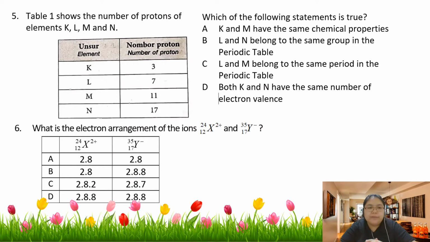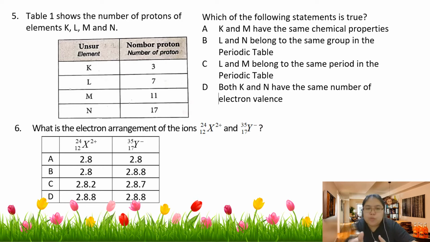Okay, 5. Now the table shows the elements K, L, M, and also N. The proton numbers are also given. So which of the following statements is true? So now we go and find out which ones have the same chemical properties. How do you check for the same chemical properties? When you find they are in the same group. In the same group, the properties must be the same. Okay, now we go and check 3, 7, 11, and 17.